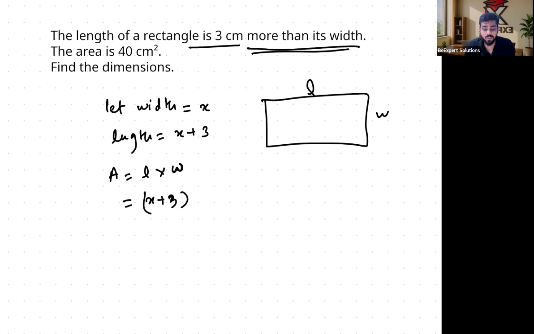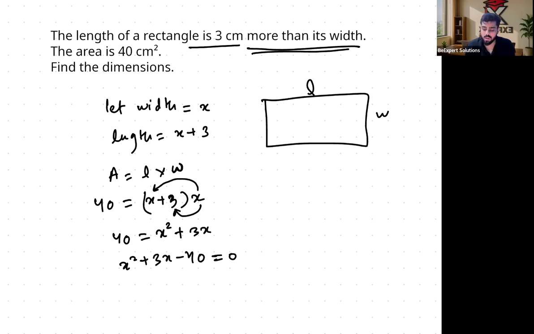And this area is given to you as 40 centimeter square in the question. So this will become 40, and when you multiply x by x plus 3, you get x square plus 3x. So x square plus 3x minus 40 equals 0. That's the equation. To solve this, you need to break 40 into two parts, 8 and 5, because 8 times 5 is 40, the product. And the difference 8 minus 5 gives 3. You need 3, that's why.